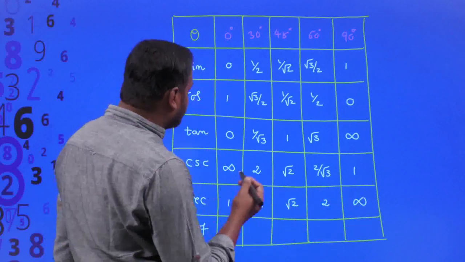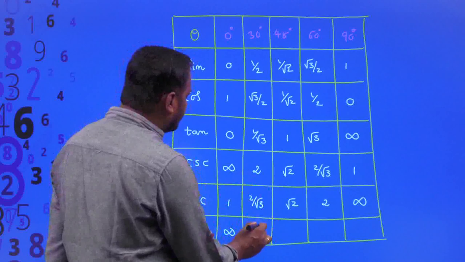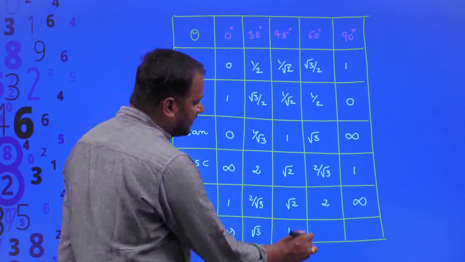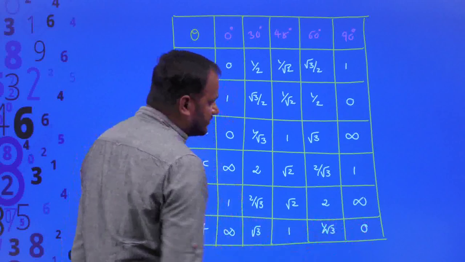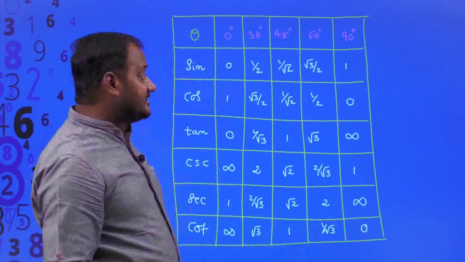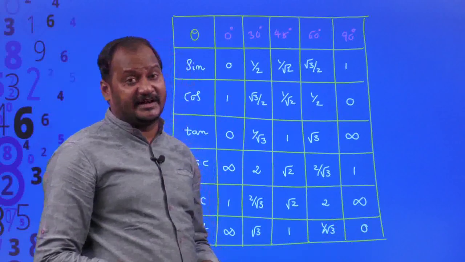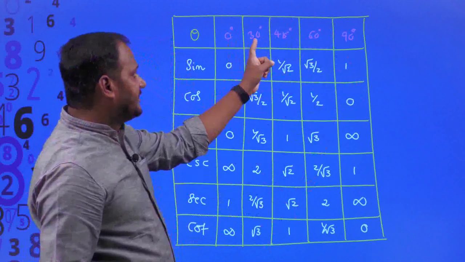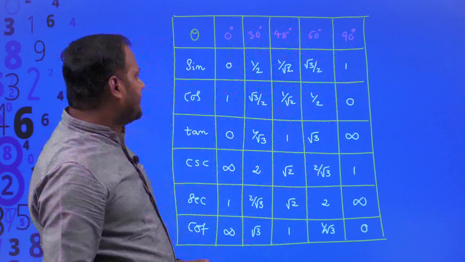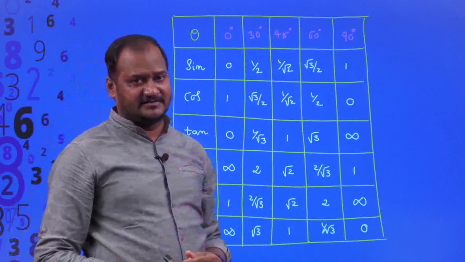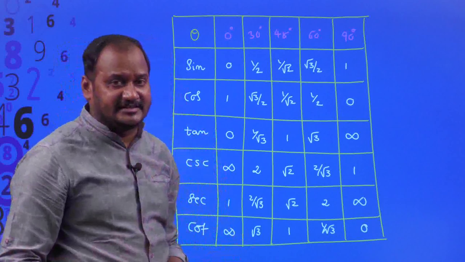And coming to cot, cot 0 is undefined, cot 30 is equal to root 3, cot 45 is equal to 1, cot 60 is equal to 1 by root 3, and cot 90 is equal to 0, right? So, these are the values of the six trigonometric ratios at the specified angles, 0 degrees, 30 degrees, 45 degrees, 60 degrees and 90 degrees. Now, you see, it is very easy to remember the tabular values at any instant. You know how to remember all these six trigonometric ratios.